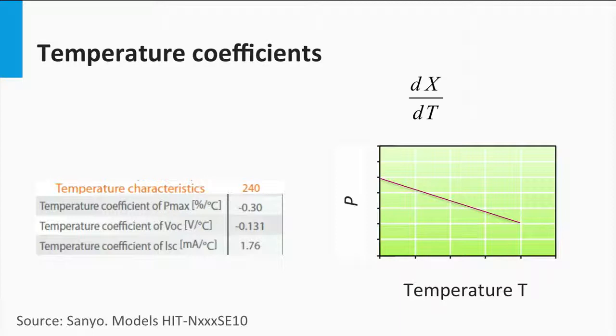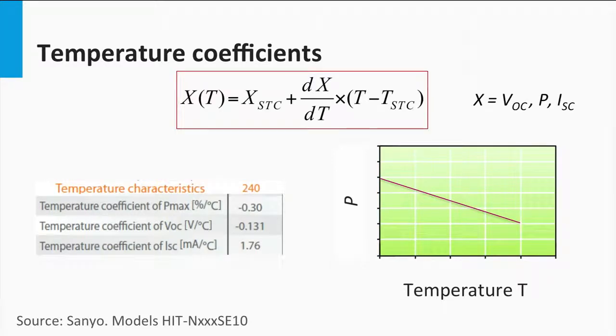Given these coefficients, how do we calculate the PV output with respect to the temperature change? We can use this simple equation. The term dx/dt denotes the temperature coefficient of the particular parameter. The reference temperature taken for this calculation is the standard test condition temperature, which is 25 degrees Celsius.